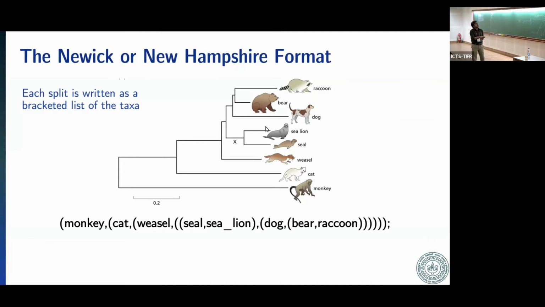So this is exactly encoding the tree structure as you can see in this diagram. How is that the case? It says that each split is written as a bracketed list of the taxa, okay? So let us start from the beginning. What we see here, bear and raccoon, okay? They are forming a clade, right? So that is over here. Bear and raccoon together are forming a clade, so we write them inside parentheses.